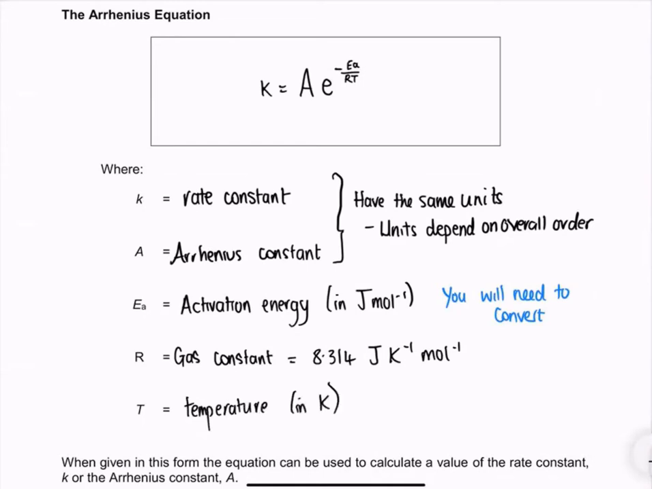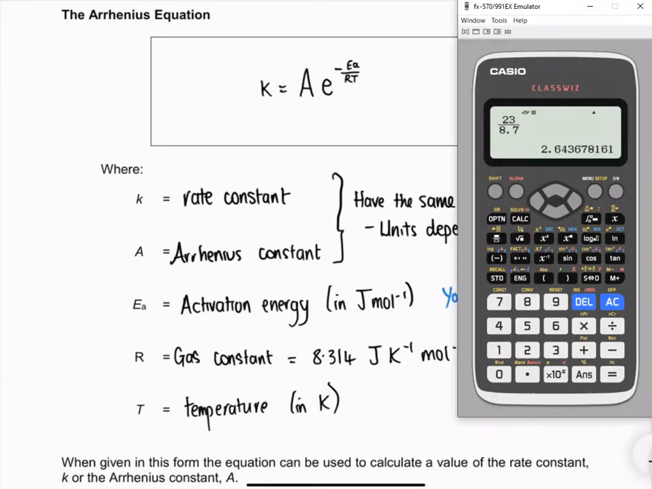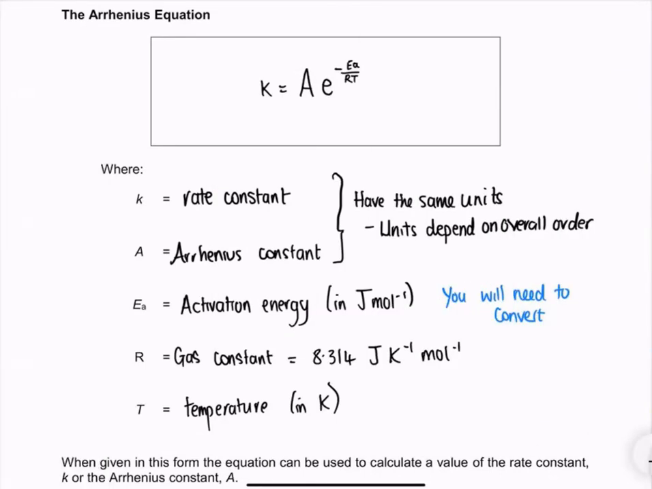Now what is this exponential? Let's just have a quick look at a calculator. Here's a calculator. This exponential function is found just above the natural log button. You find that on your calculator by pressing shift and then the LN button, and you will get this e to the button. So that is our exponential function.